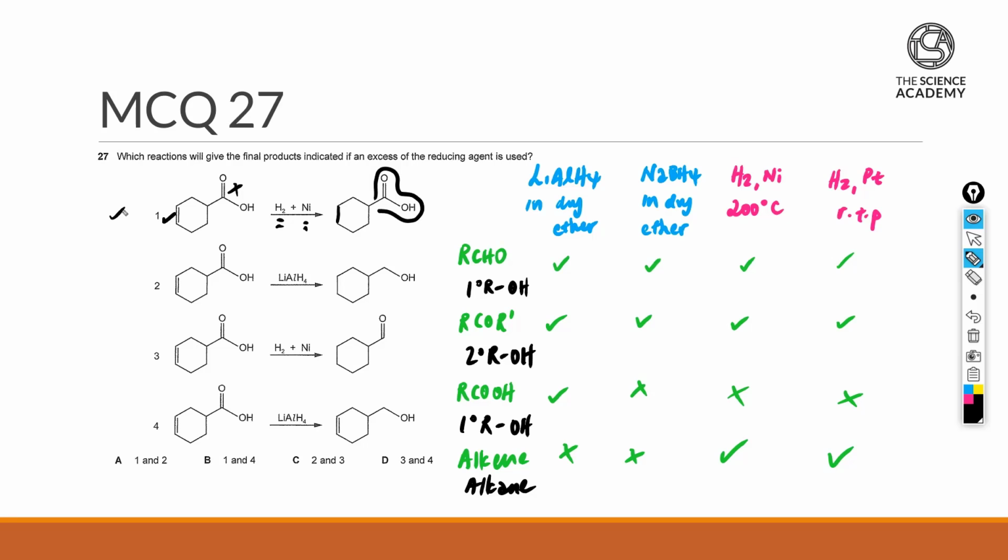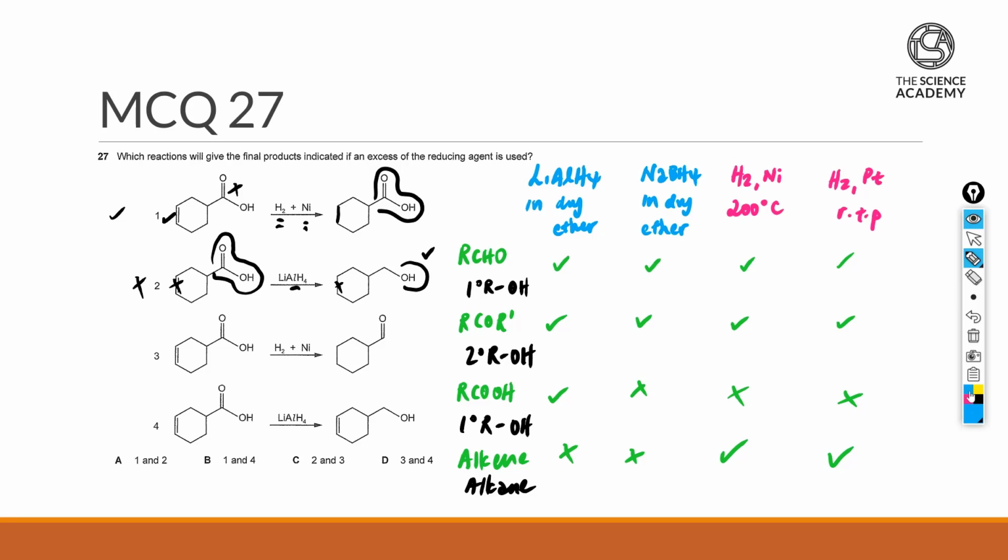Now in the second one, we're using lithium aluminium tetrahydride. The alkene should not have been targeted. The carboxylic acid should have actually become a primary alcohol. We have the primary alcohol generated, but unfortunately the alkene was reduced into an alkane, which should not have been the case. So option number 2 is out.